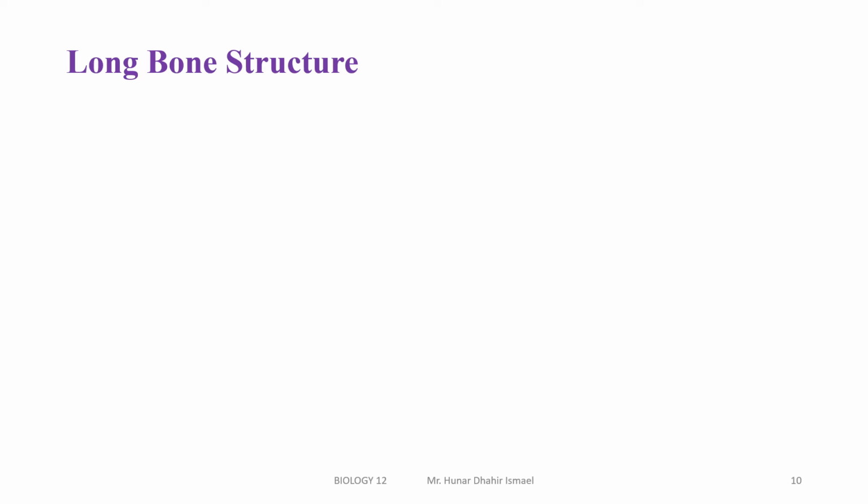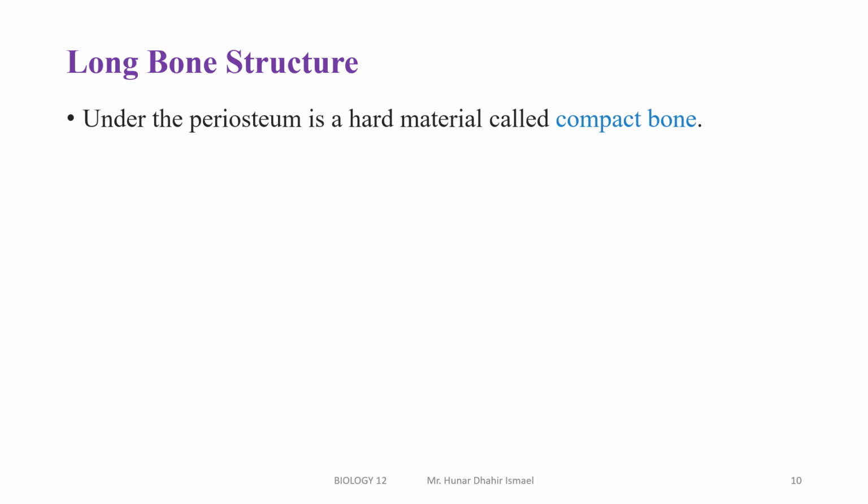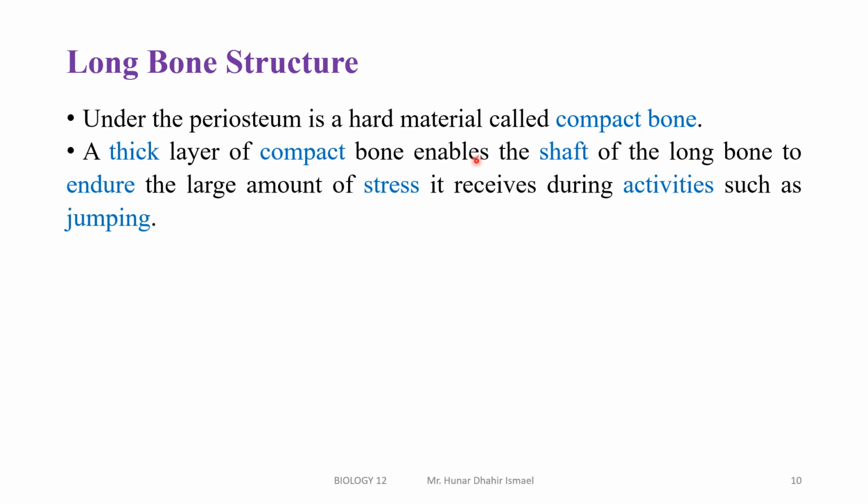Long bone structure. Under the periosteum is a hard material called compact bone. So that was the periosteum. The periosteum covers the bone. Under the periosteum we have what? We have a hard material which is called what? Compact bone. A thick layer of compact bone enables the shaft of the long bone to endure the large amount of stress it receives during activities such as what? Jumping.